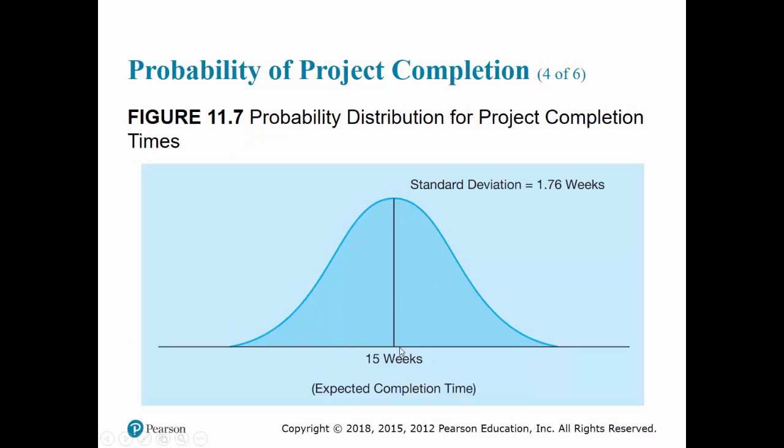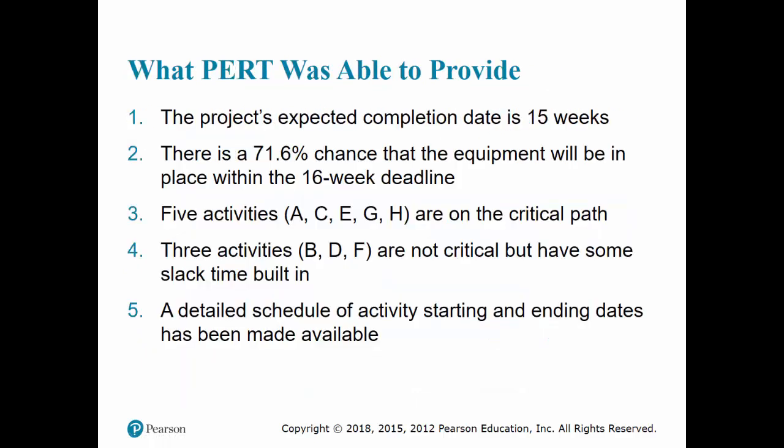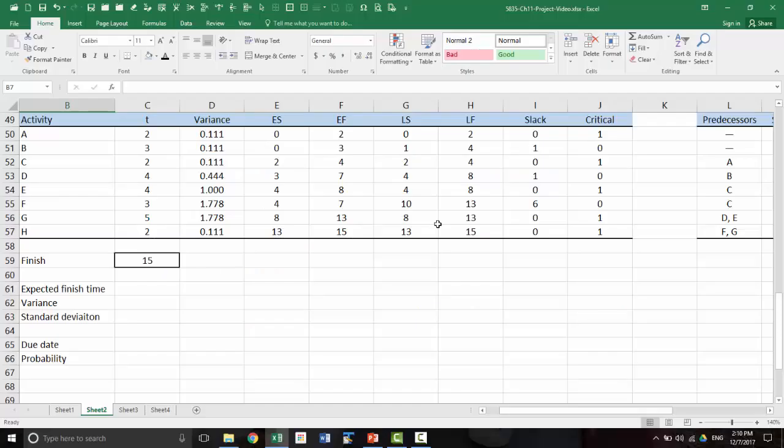So here we take the project completion time that we found from scheduling and the standard deviation that we calculated, and then compute a z, okay, due date minus the expected time divided by the standard deviation, and find the probability using normal distribution. Okay, so let's look at an example.